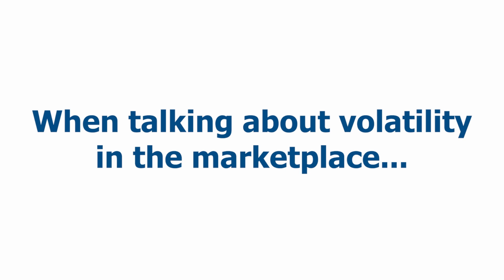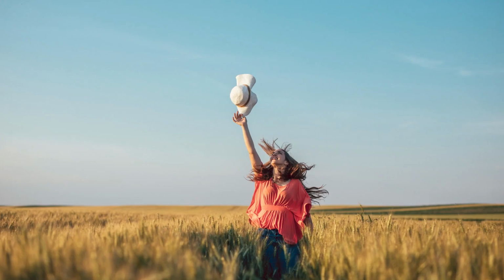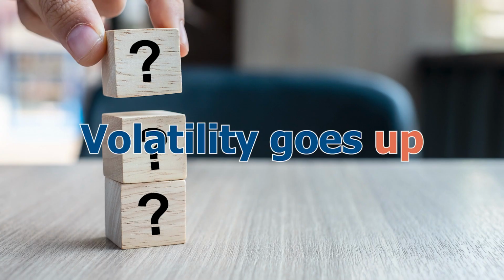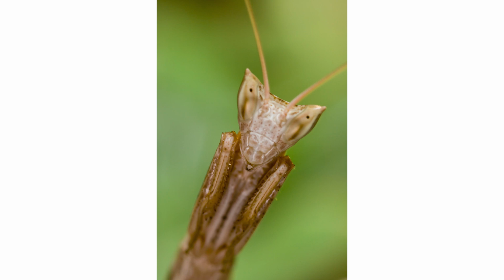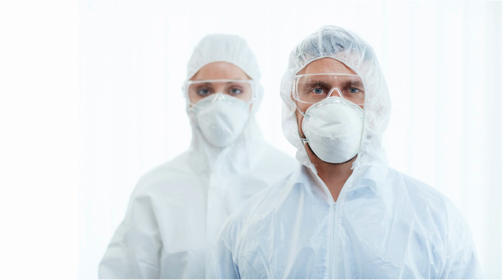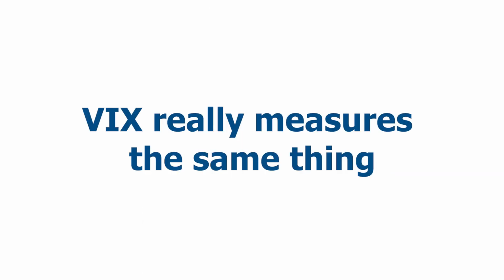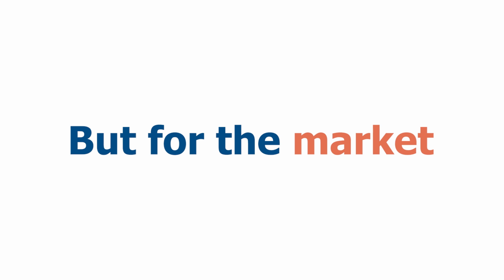One thing to keep in mind when talking about volatility in the marketplace is that volatility is a measurement for movement. In life, when people start to get fearful, nervous, what happens? Volatility goes up, right? Your antennas start to go off. So you're always looking for protection. God forbid something happens, or just something out of the ordinary even. It's human nature, we all get nervous. So the VIX really measures the same thing, but for the market.